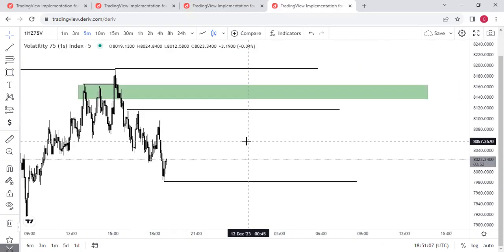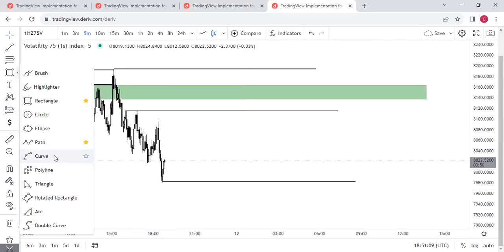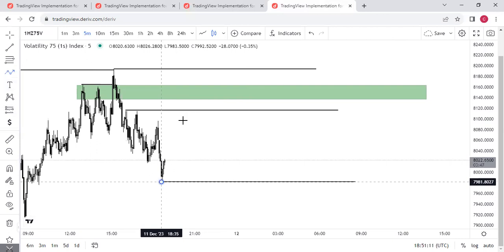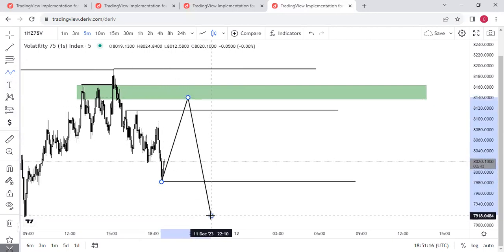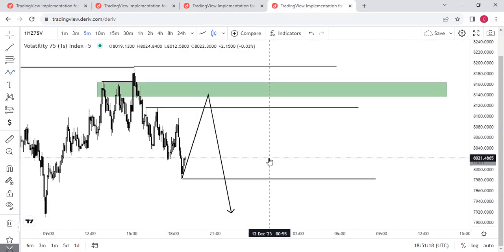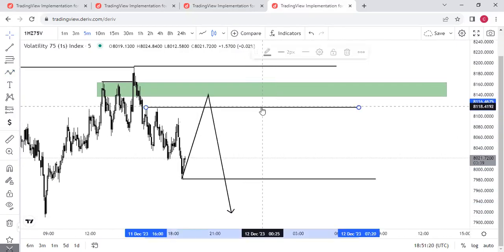Then what's the market supposed to do? The market is supposed to come and do what? Take out your B, and then continue selling, drop to C. That's what the market is supposed to do. Take out your B all the time.